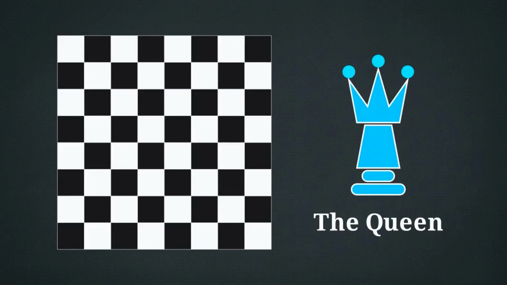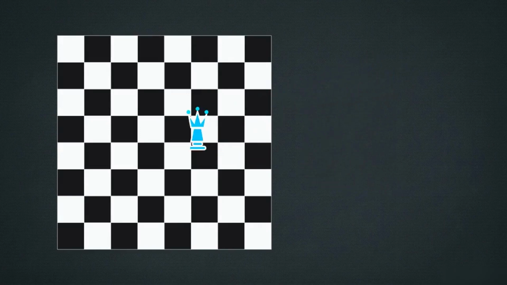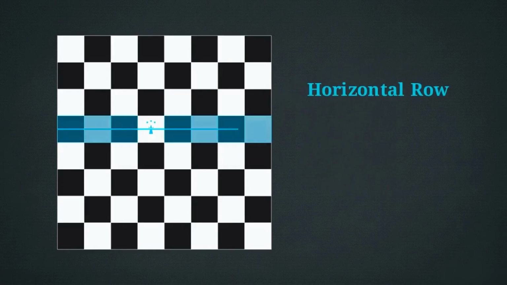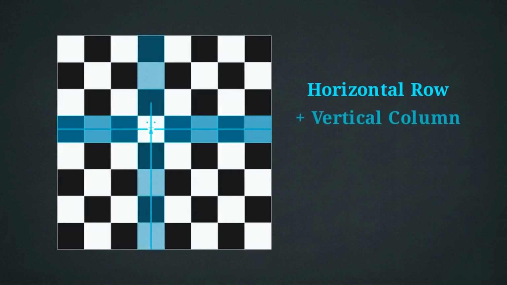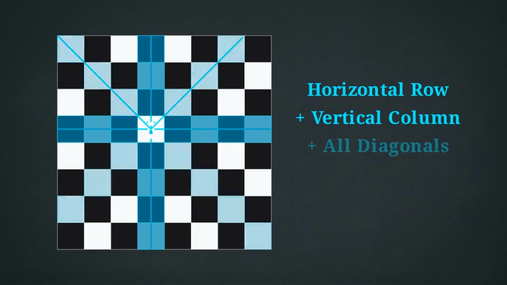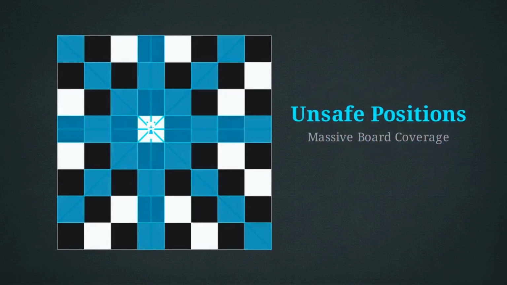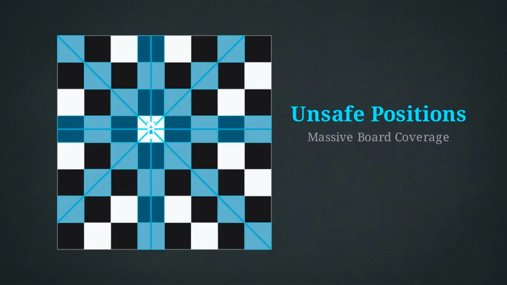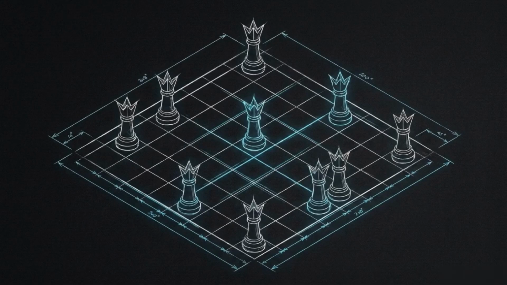Place one in the center, and it immediately projects power horizontally, controlling that entire row. It also projects power vertically, taking over the corresponding column. And most crucially, it strikes out in all diagonal directions. A single queen dictates the status of a massive portion of the board at once. The goal is to place 8 queens on this board without any of them attacking each other.